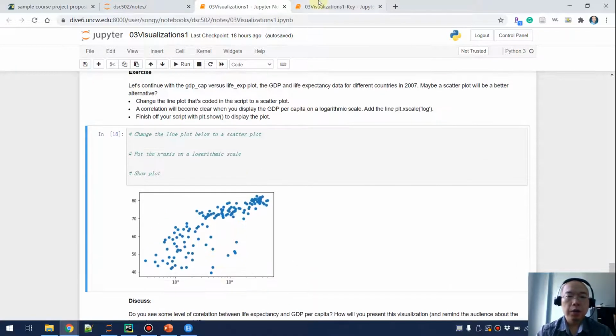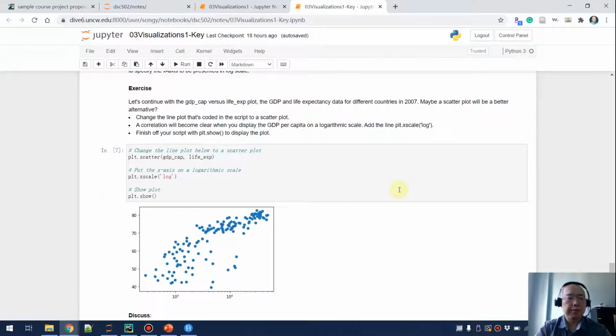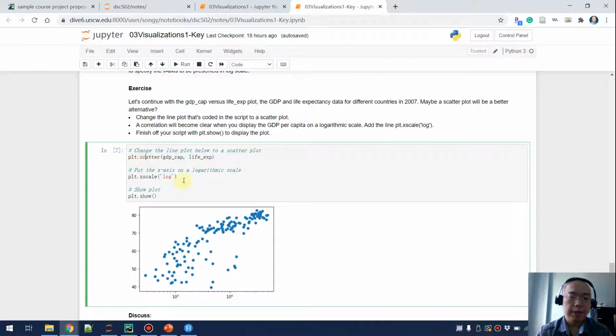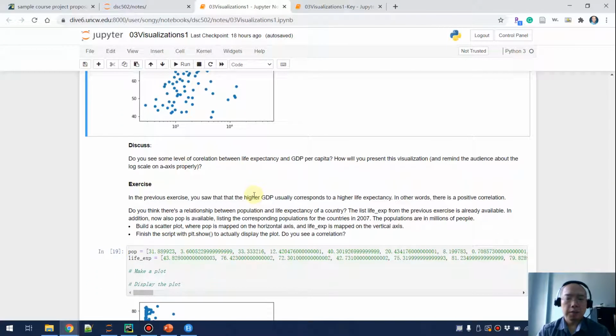Okay, if you are here, I guess you have already finished the coding, and this is my solution. We are doing a scatter plot, and then we apply the log scale to the x-axis, and eventually at the very last, we do a plt.show, and then we show this image, right? And here are some questions.